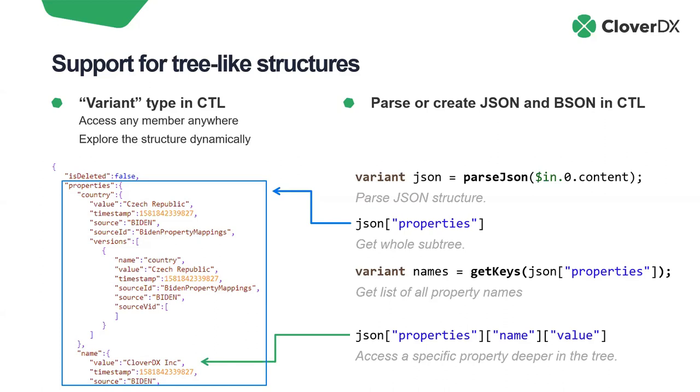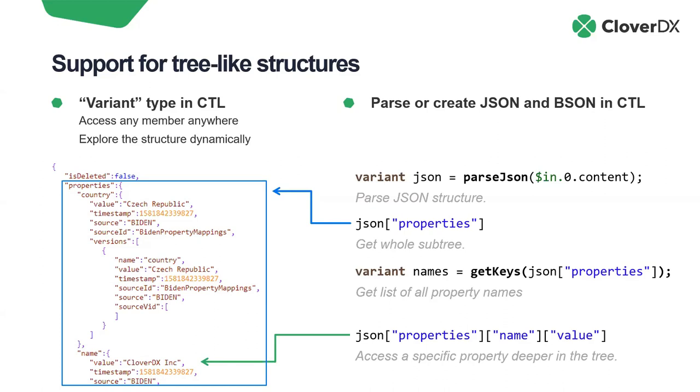So basically, it allows you to store any kind of structure in the variant, and you can then dynamically examine the contents of the variant, for example, by looking at specific properties or grabbing the whole subtree of the structure that you have stored there.